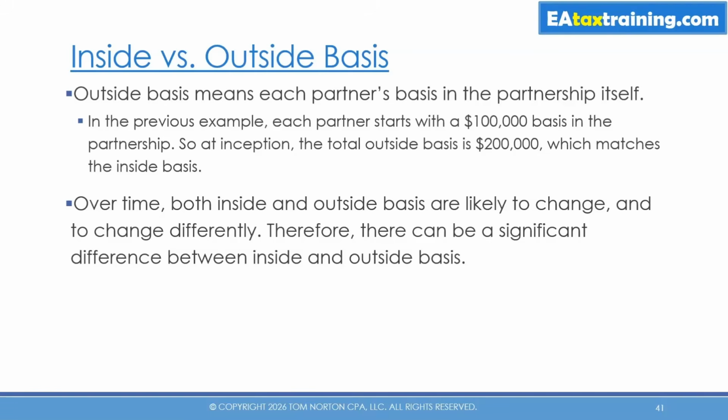The outside basis, again, means each partner's basis in the partnership itself. In the previous example, each partner starts with a $100,000 basis in the partnership. Partner A put in a building with an adjusted basis of $100,000, so they've got $100,000 of basis. Partner B put in $100,000 cash, so they've got $100,000 of basis. So the total outside basis is $200,000. You'll notice that matches the inside basis.